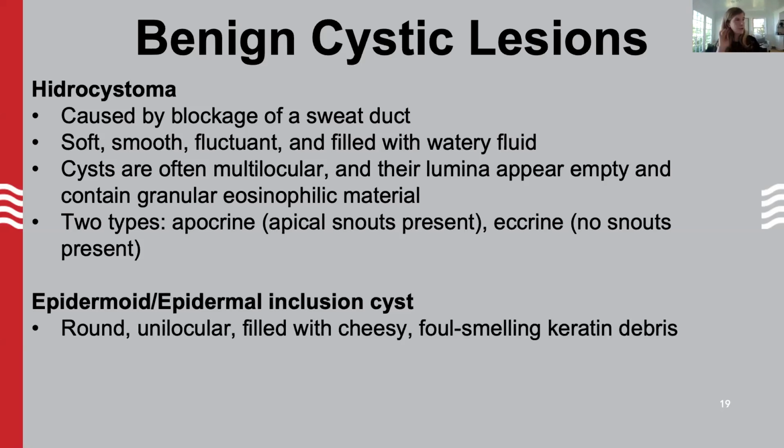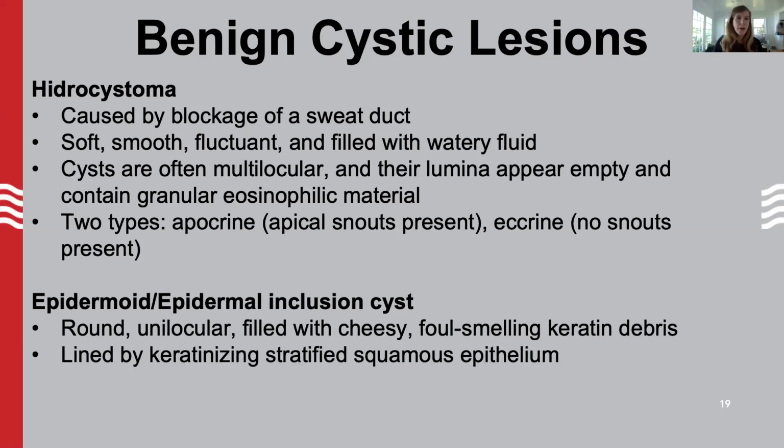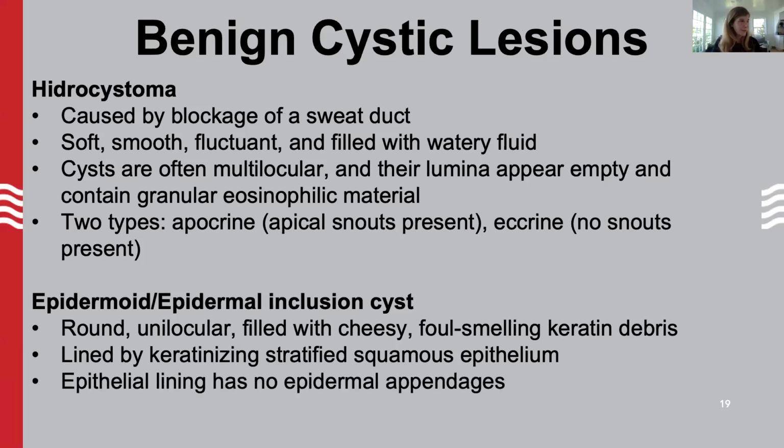Now, epidermal inclusion cysts or epidermoid cysts are round unilocular cysts, and they are filled with a cheesy, foul-smelling keratin debris. So you don't mistake that for the watery contents of a hydrocystoma. They're lined with keratinizing stratified squamous epithelium, so it looks much like the skin surface, and I'll show you a picture. And the epithelial lining has no epidermal appendages, contrasting a dermoid cyst, which is a hamartoma, which is going to have epithelium with dermal appendages.